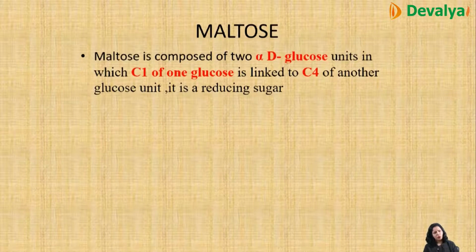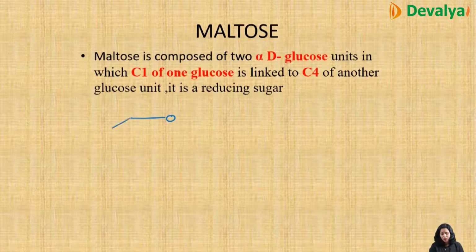Next is the maltose. Maltose is made up of two glucose units and both are alpha. Carbon 1 of one glucose unit is linked with carbon 4 of another, and this is a reducing sugar. Earlier I discussed sucrose, that was non-reducing, this is a reducing sugar.